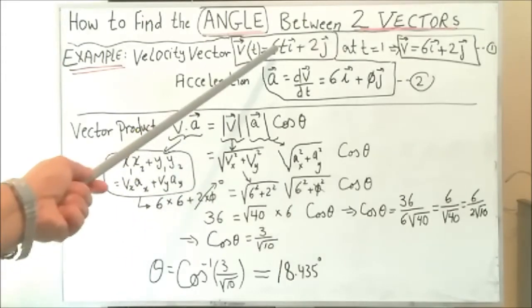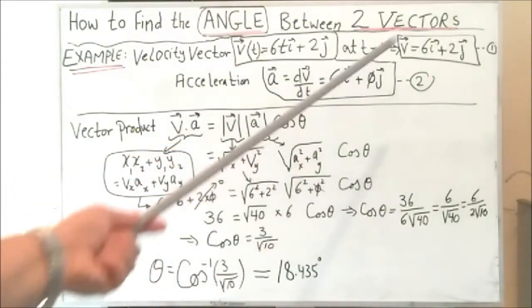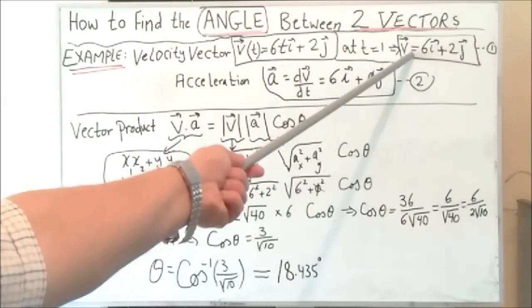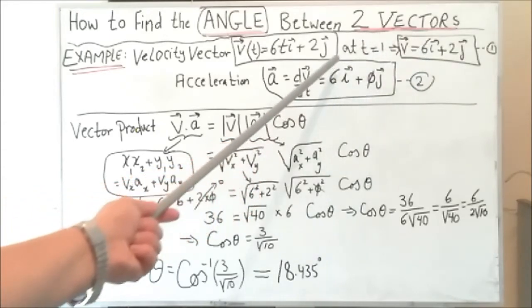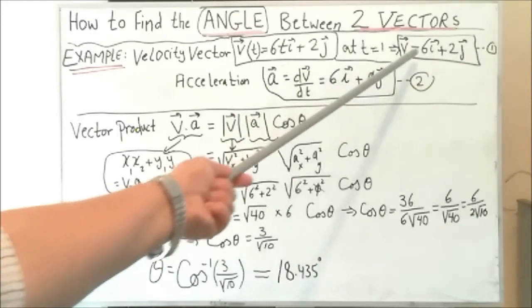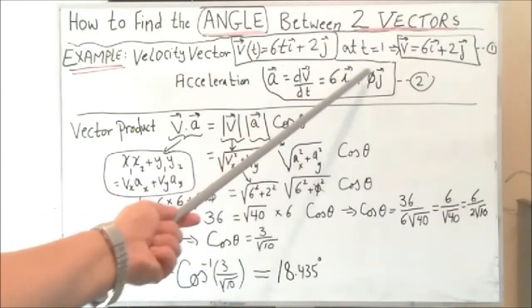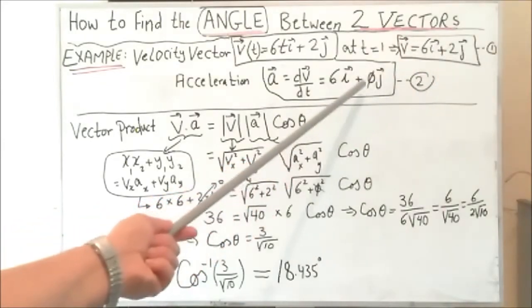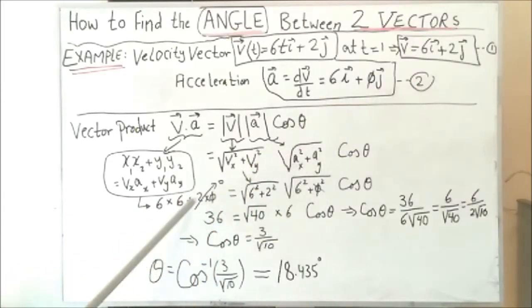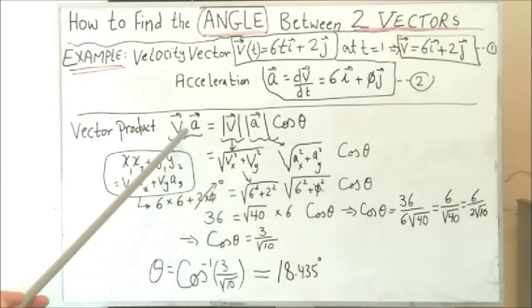So if we sub in these equations, we have here vx, that is the x component of the velocity vector, is 6, multiplied by the x component of the a vector, which is also 6. So 6 times 6 plus y1 y2, so plus 2 times 0. So that's what we got here, 6 times 6 plus 2 times 0. So this gives you the left hand side, v dot a.